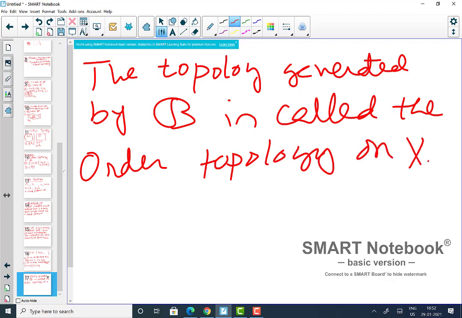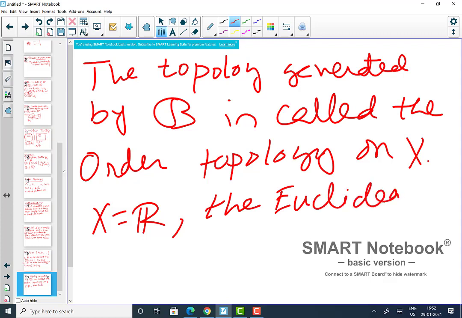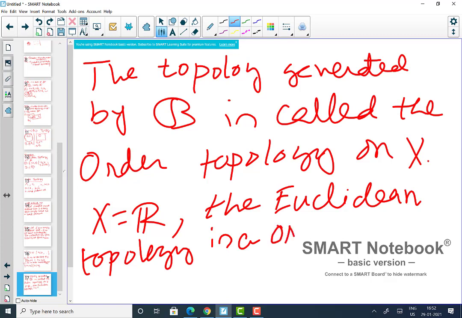Okay, so in this example, when X equals R, the Euclidean topology is the order topology. Okay, clear. So this is an order topology.